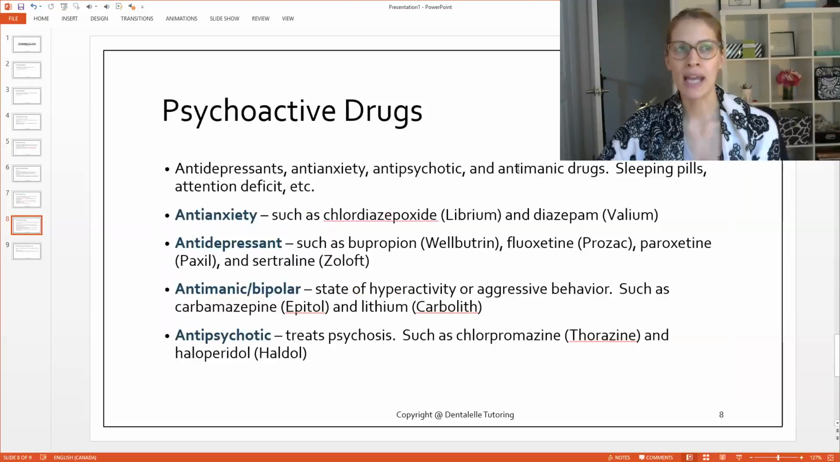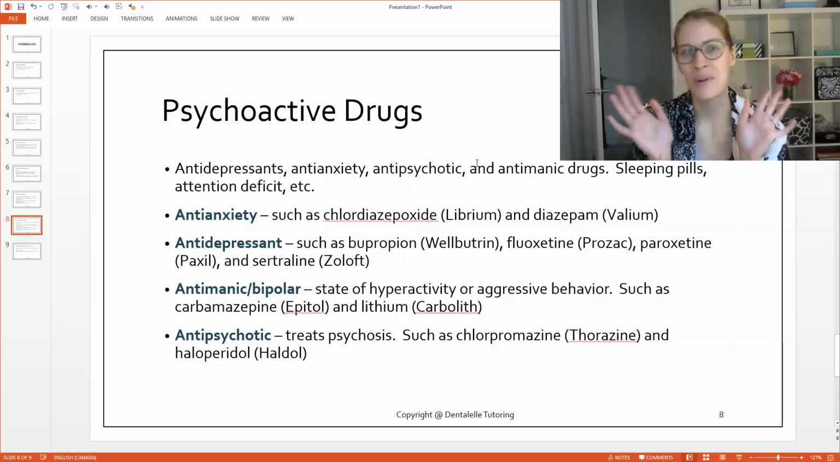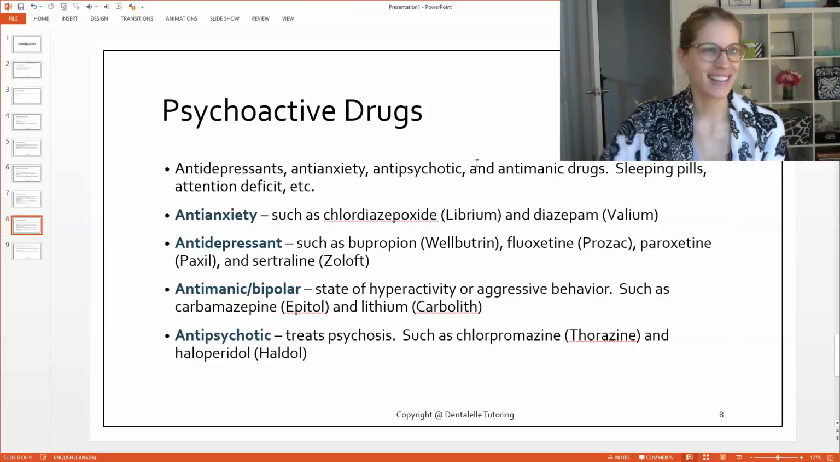So anti-manic is when you go up or down. You are excited and then you're not excited. You are happy and then you're sad, things like that. That was probably a horrible example, but I hope it made you laugh.